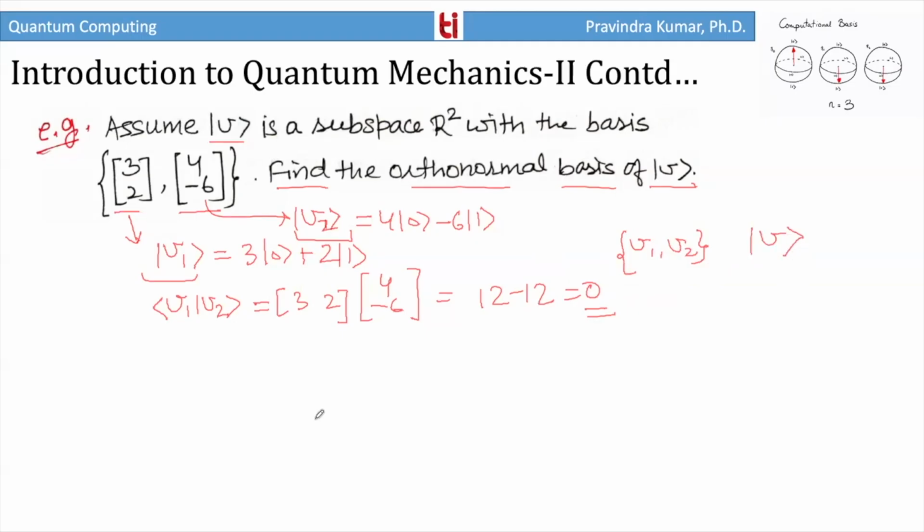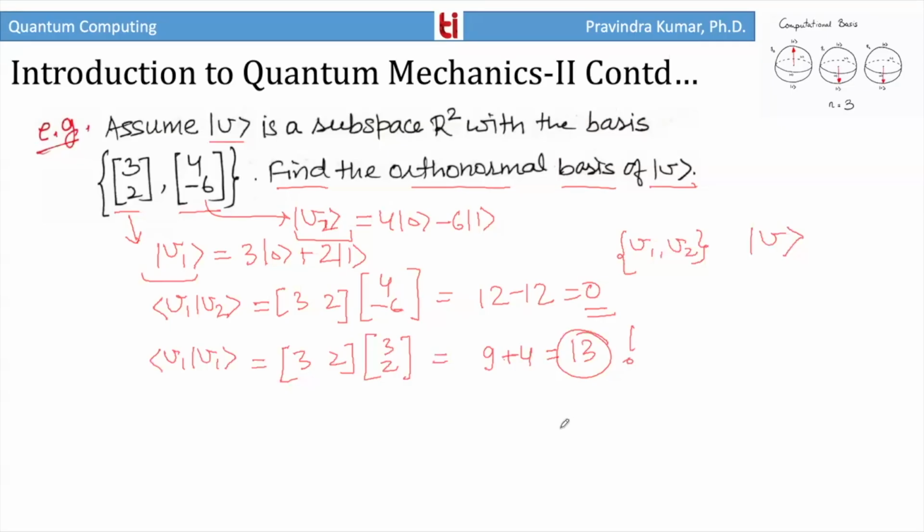So now let us check the normalized condition. If the quantum bases are normalized, then the inner product of a quantum basis with the same basis will be equal to 1, just like I dot I. So if this is normalized, then the inner product of V1 with itself should be equal to 1. Let us check. V1, 3, 2 and 3, 2. So here it is 9 plus 4, it is 13. So it is not normalized here.